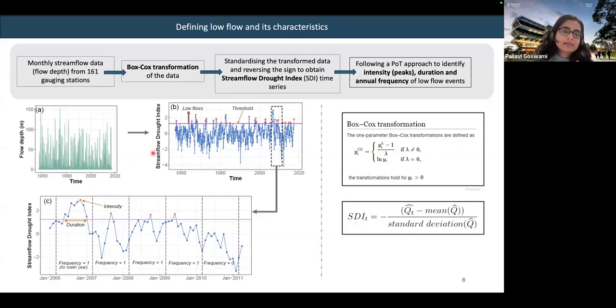Whenever my index goes above this threshold, there is a drought. The highest value that the index takes is the intensity of that event. If I count the number of months for which the index remains above the threshold, that's the duration of that event. Then I count the number of such events happening per year, so that's the frequency. So I've got three characteristics: the intensity, duration, and frequency, and I'm trying to model these using the large-scale climate drivers.